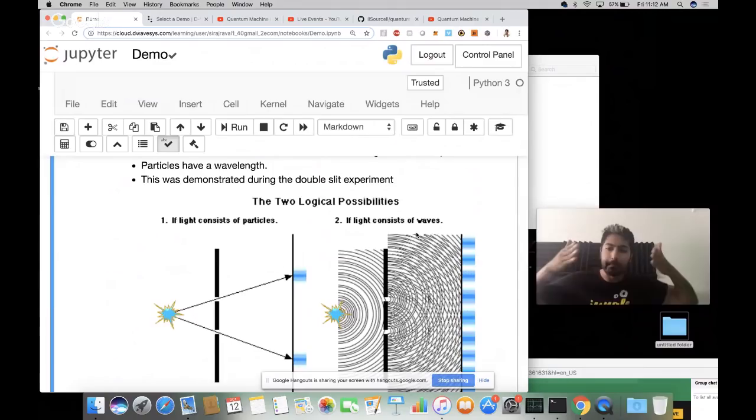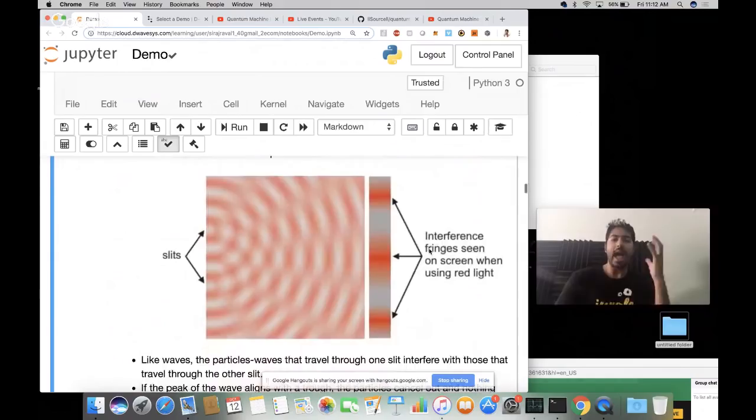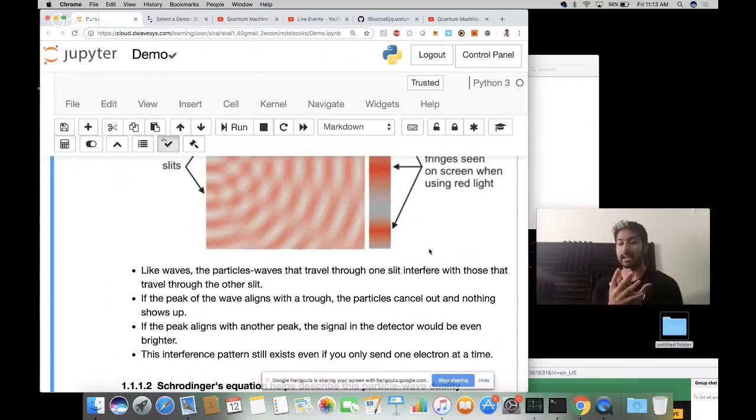And that's kind of weird, right? Because we would assume that either light is made up of particles or it's made up of waves. Well, it turns out that light is both, actually. It's both a particle and a wave. And we can describe this mathematically using what's called Schrodinger's equation, okay? How do we describe the properties of light? How do we describe this particle-wave duality that light is? And this is happening at the quantum level.